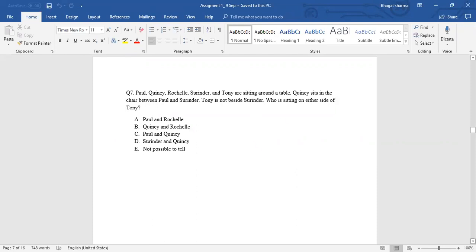Okay, so suppose this is the table. So we know that Quincy, I'm just writing his name as Q, is sitting in between Paul and Surinder. And Tony is not beside Surinder, so I'm assuming that he's next to Paul. And so then the only person who's left is Rochelle. So she comes over here. Right. So he's between Paul and Rochelle.